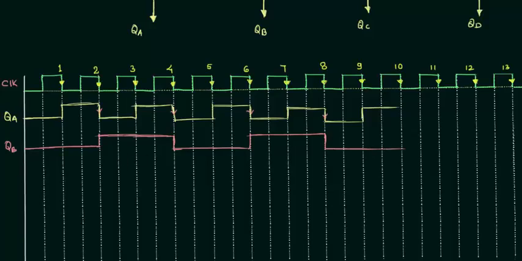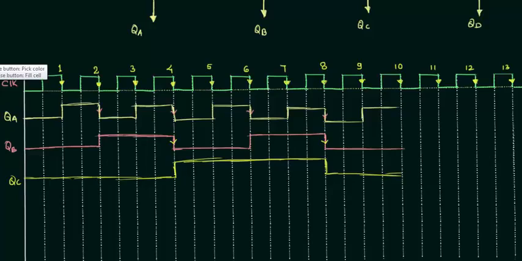Now we can have QC, and for QC, this QB is acting as the clock, and we will consider the falling edges. These are the falling edges. Initially it is low and it will remain low till the first falling edge, and again it will go high for the next falling edge, then it will go low. Now the interesting part comes, and actually the change comes if you compare it with the last presentation.